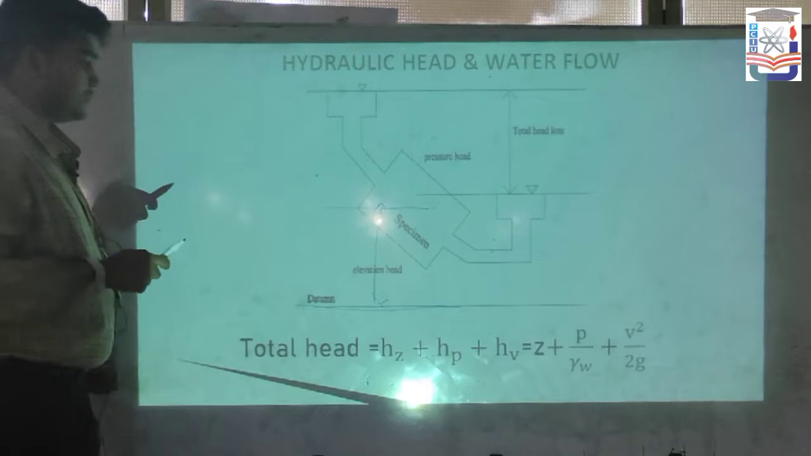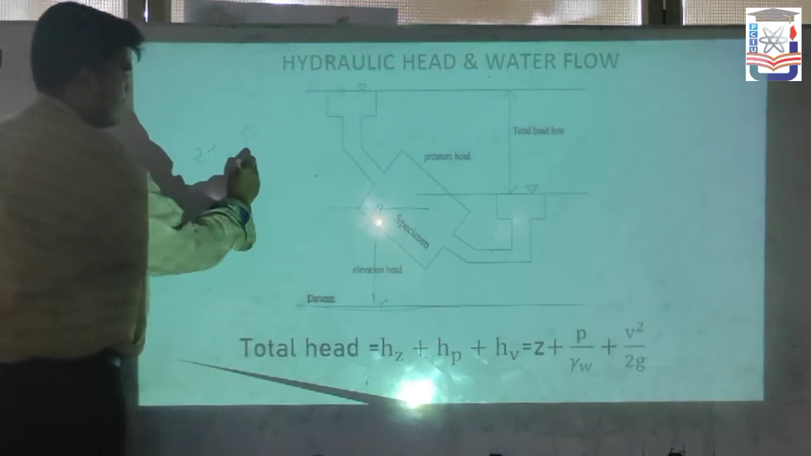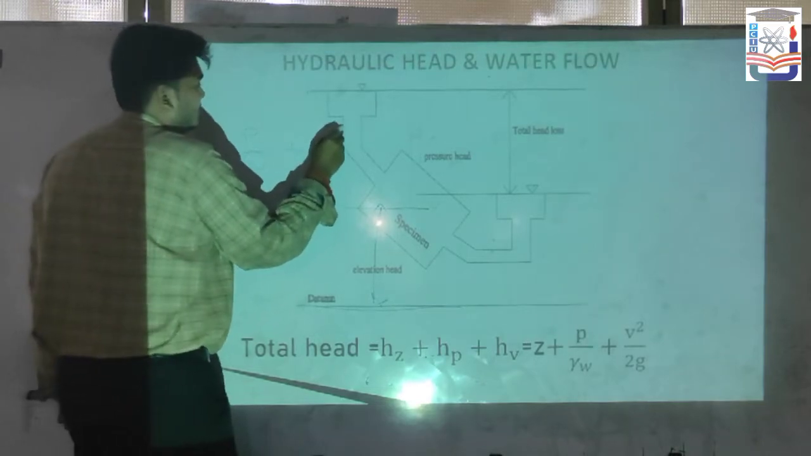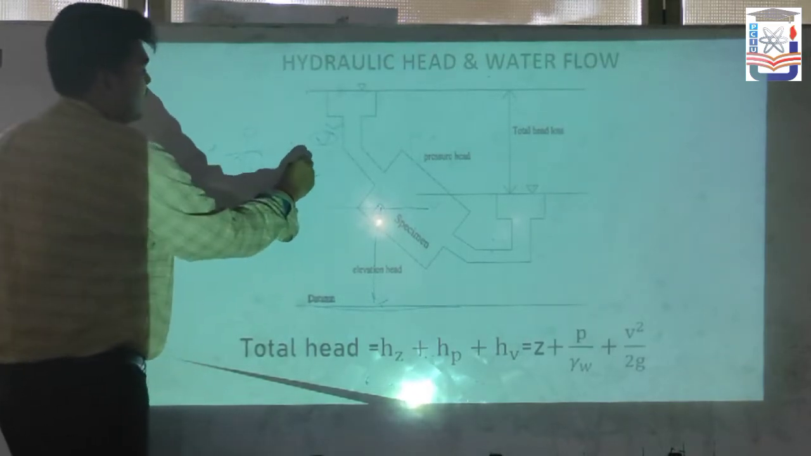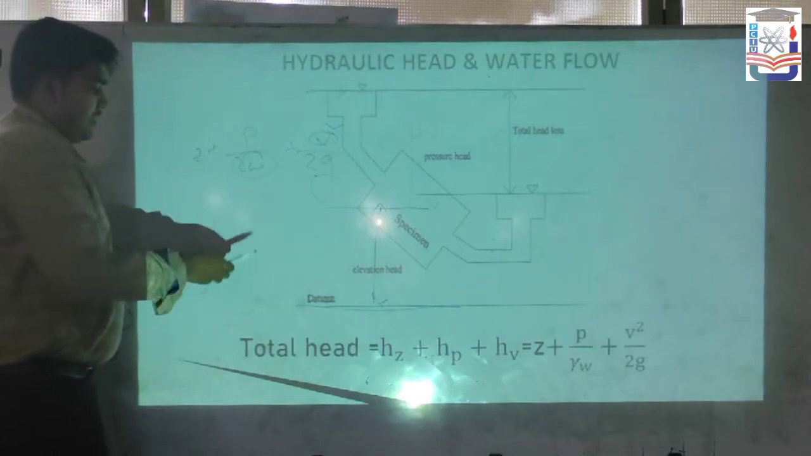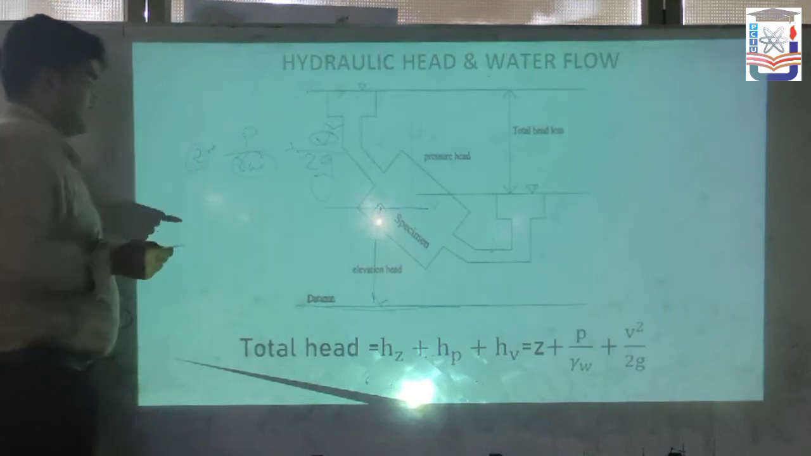The total head is equal to Z plus P over gamma W, where gamma W is the unit weight of water, plus V squared, the velocity squared, over 2g. Here we can easily find the pressure head and the velocity head. But what is Z?